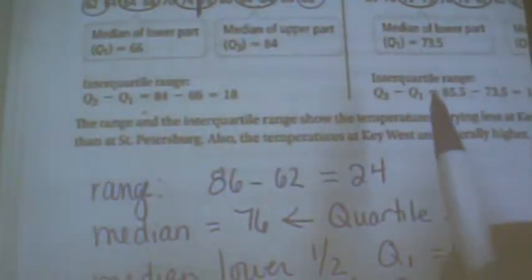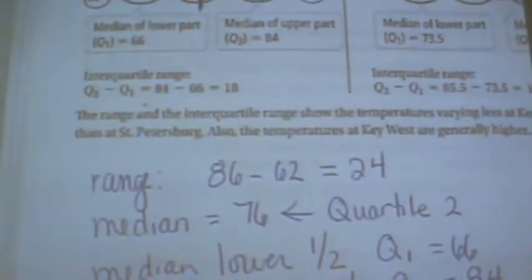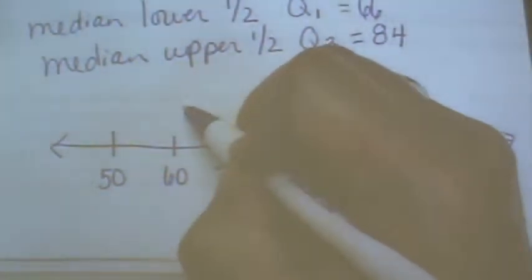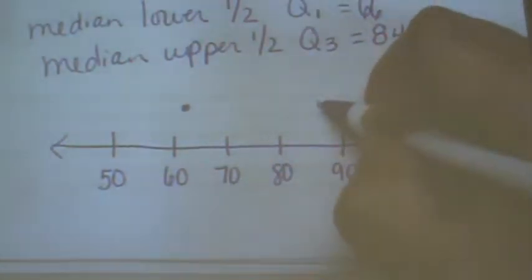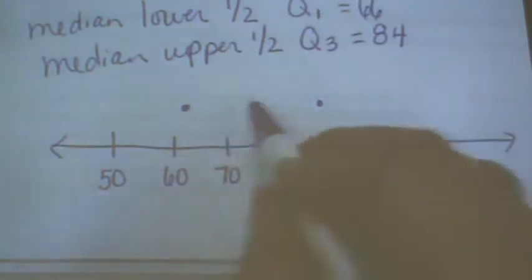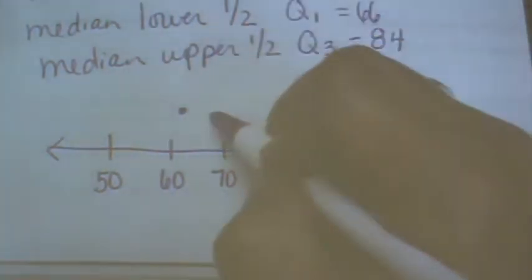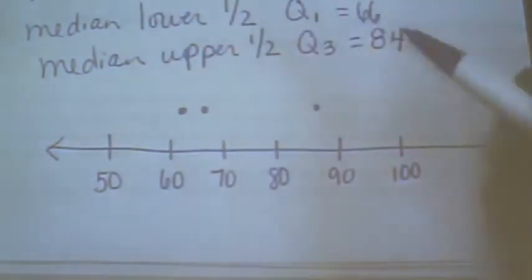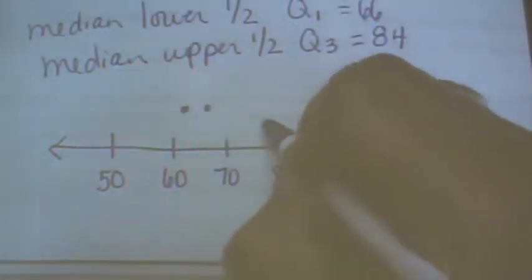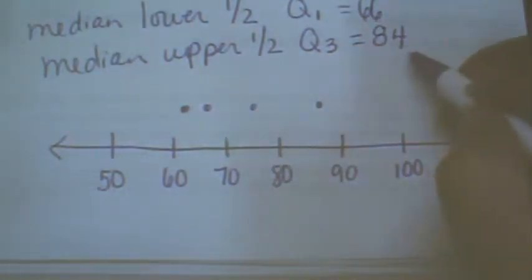Now, you want to plot your lowest and your greatest number above this number line. Your smallest number is 62, so you put a dot at 62 and a dot at 86. These are going to make your whiskers. Now, you're going to plot your 3 quartiles. Quartile 1, we figured out to be 66. Quartile 2, which is the median of the whole data, was 76. And quartile 3 was 84.